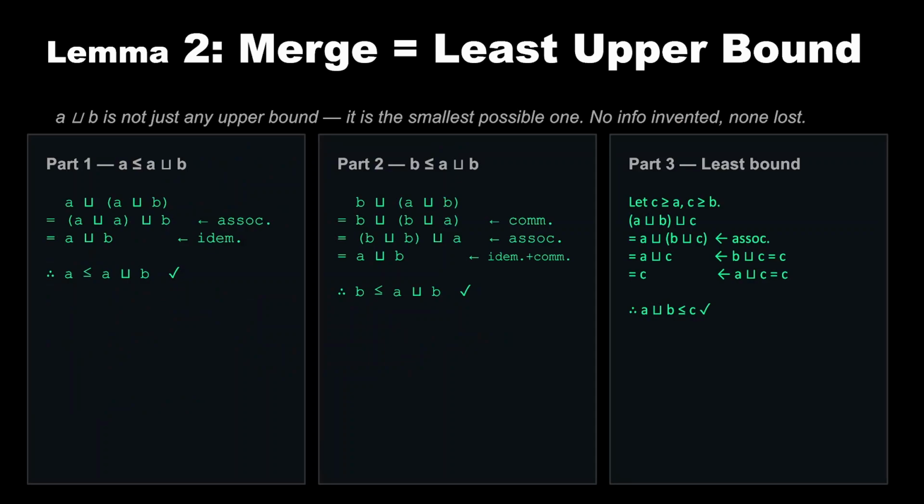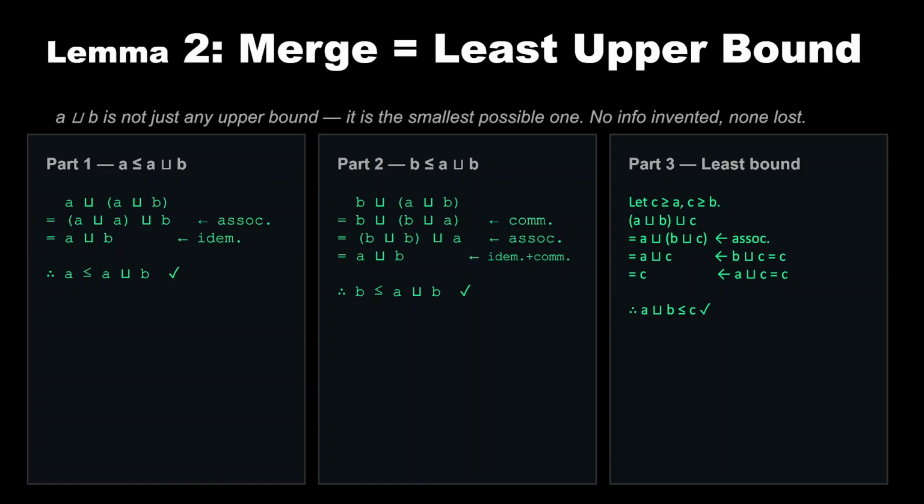Lemma 2 is the most important geometric fact. The merge result A union B is not just some upper bound above both A and B, it is the smallest possible upper bound. This means no information is invented and none is thrown away. We prove it in three parts.